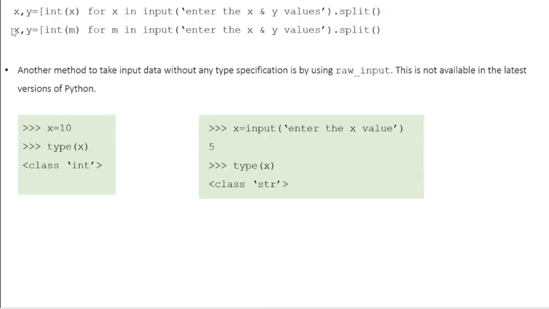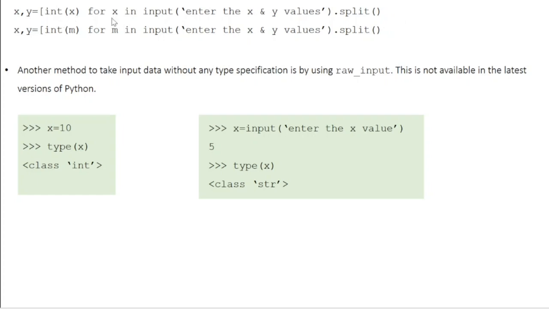The same thing, when you want to input multiple variables, you can use typecasting during the input statement itself. Here the syntax is slightly different. So when you want to input x and y as integers, you say x comma y equal to square bracket int x for x in input, enter the x and y values bracket dot split. Sorry, you have to close the square bracket here. I have forgotten to put that. So you close the square bracket. Okay, so this was a syntax error. Okay, welcome to errors.